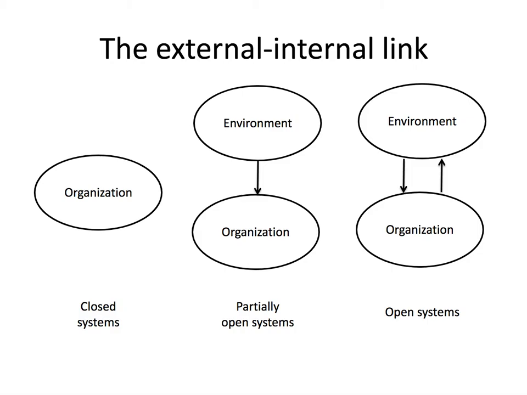The final theory is known as an open systems perspective. Sometimes you might see it called a fully open systems or a complex systems perspective. And this takes the partially open systems perspective even further and says it's not only the case that the environment gives things to the organisation, but also that organisations can shape their environments.